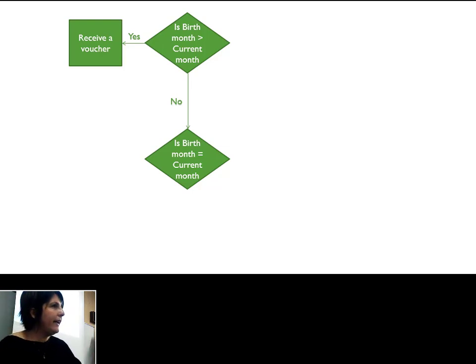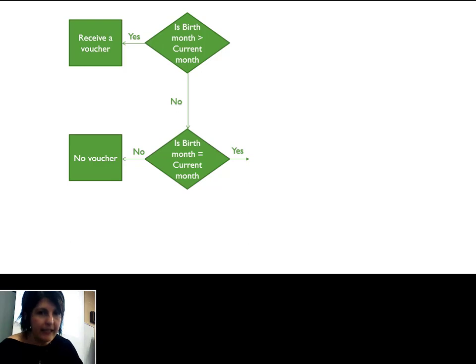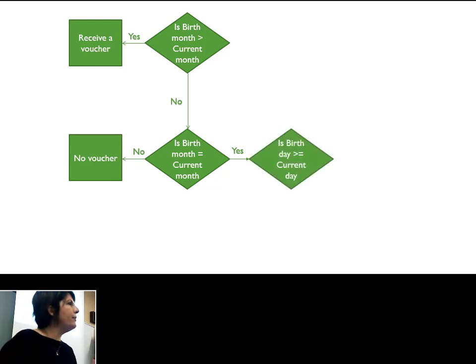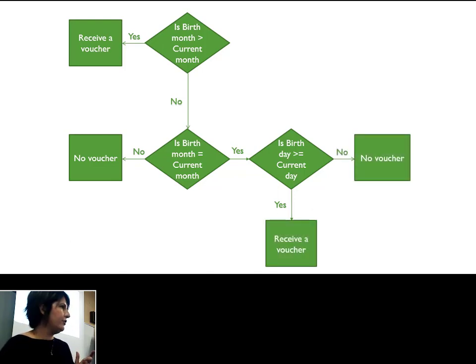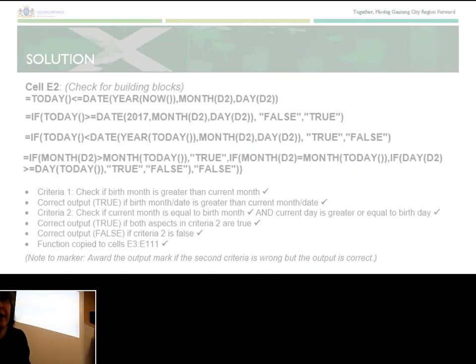So the second test at the nested if would be, okay, no voucher, but yes, the second test would be: is the birthday greater or equal to today's date? Day, not date, day. Then yes, we'll get a voucher. No, we won't get a voucher. Can I quickly run back to the nested if?